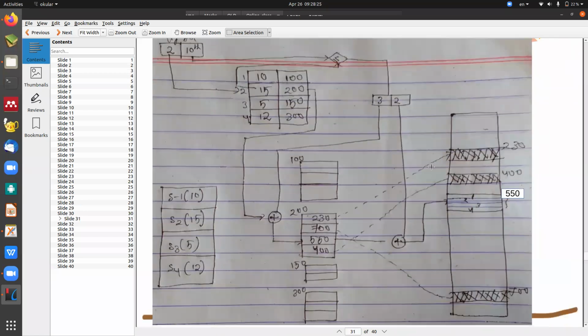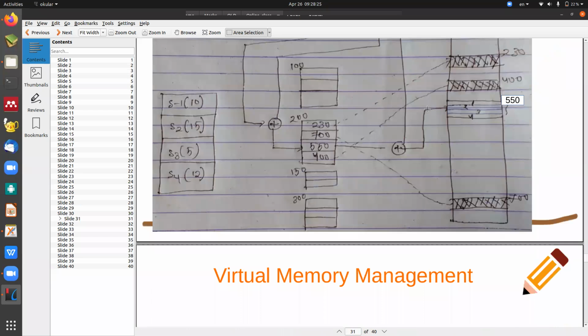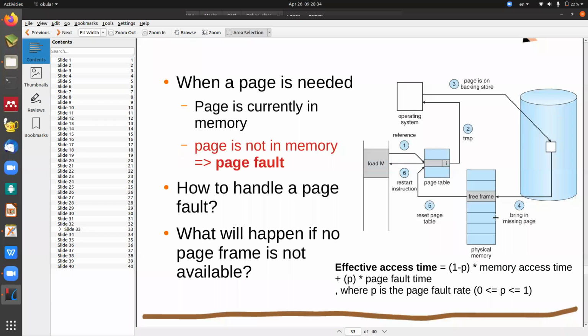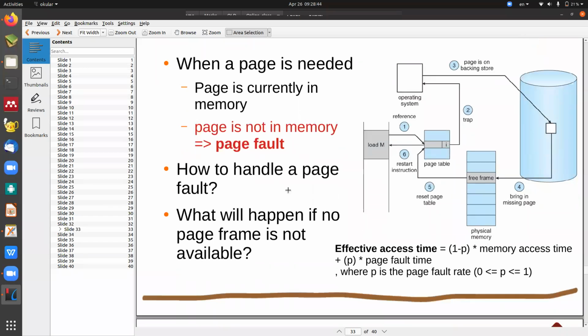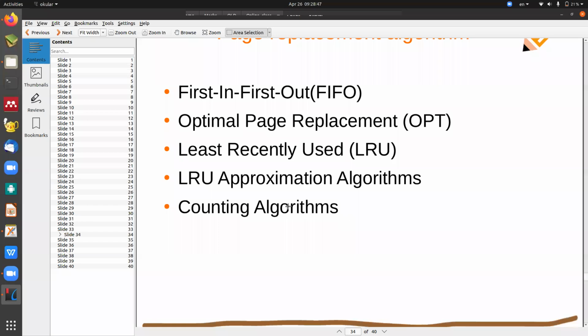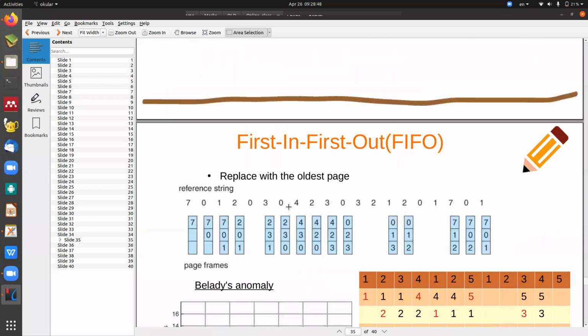If a page is not found, it generates a trap to the OS. Then the OS searches for the page in the swap area, gets it, and replaces it here. So there is a requirement for a page replacement algorithm. We studied first in, first out, optimal, and those things. These are the examples. We studied Belady's anomaly, then page replacement algorithms.